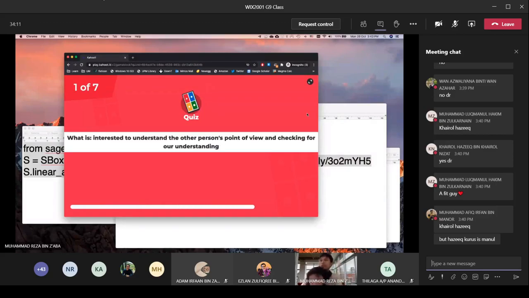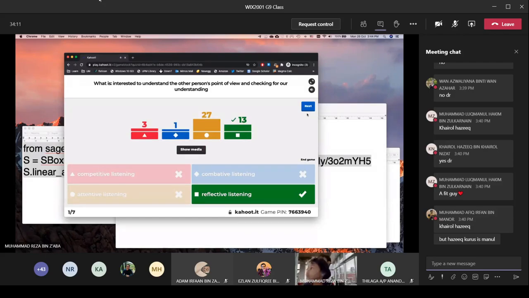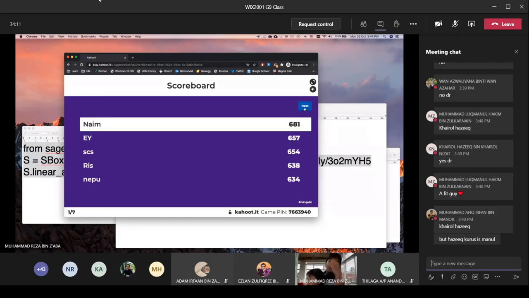If you are genuinely interested to understand the other person's point of view and checking for your understanding, what type of listening is this? Is it competitive listening, active listening, passive listening, or reflective listening? It's reflective listening, because you're checking for your understanding. Apart from being genuinely interested in the other person's point of view, you're also checking your understanding with that person. You ask questions or paraphrase, things like that. So it's reflective listening.